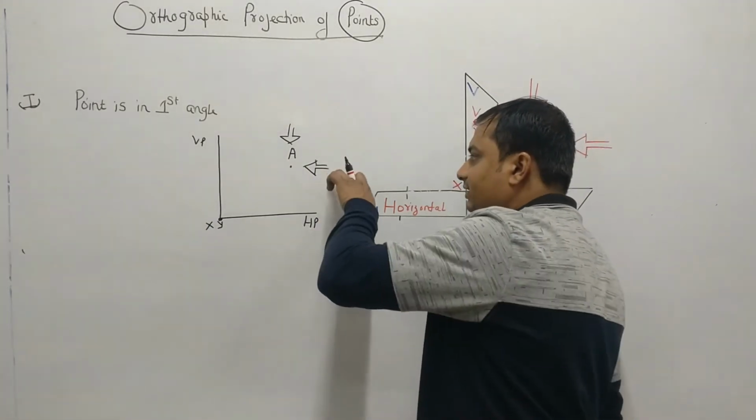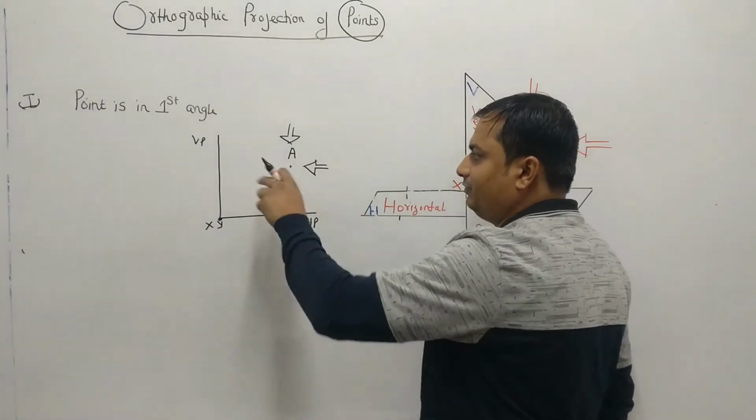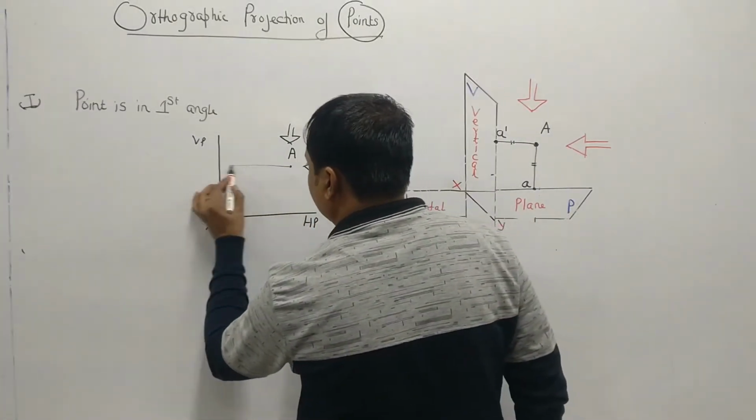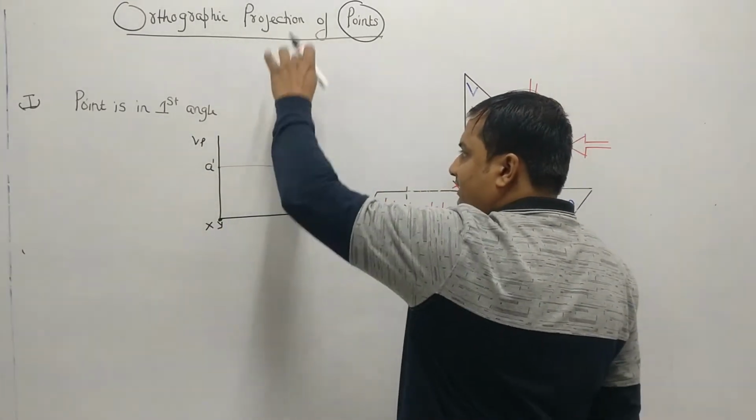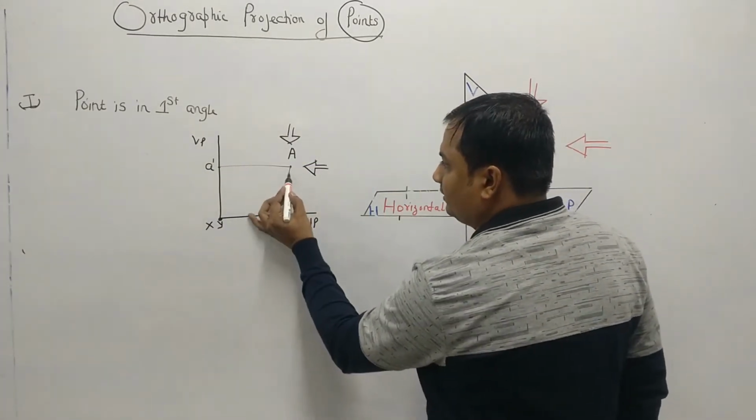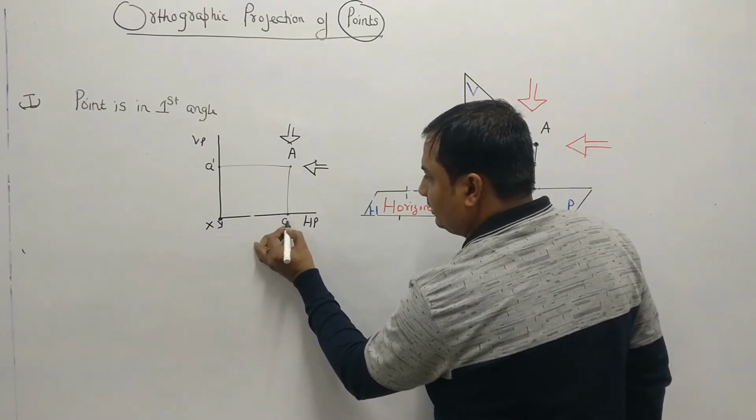So when this observer is seeing this point, the front view is going to lie on the VP. Here, this is my A dash, the front view, and this observer is seeing the object from the top. The top view is going to lie here somewhere. So this is my point A.